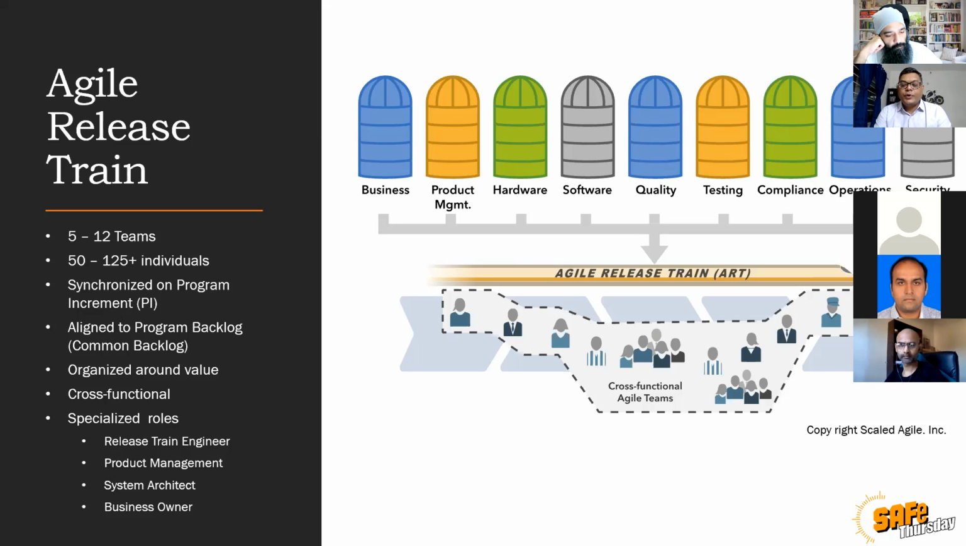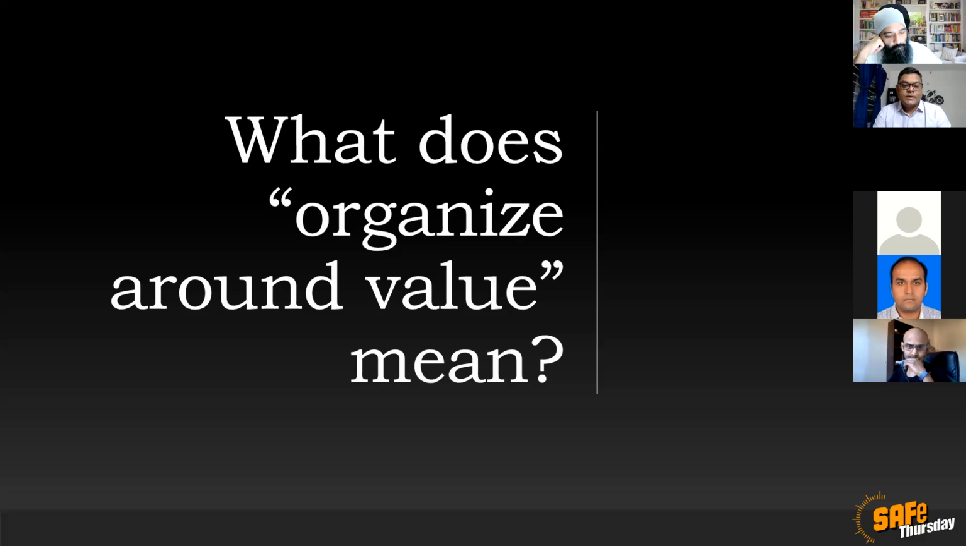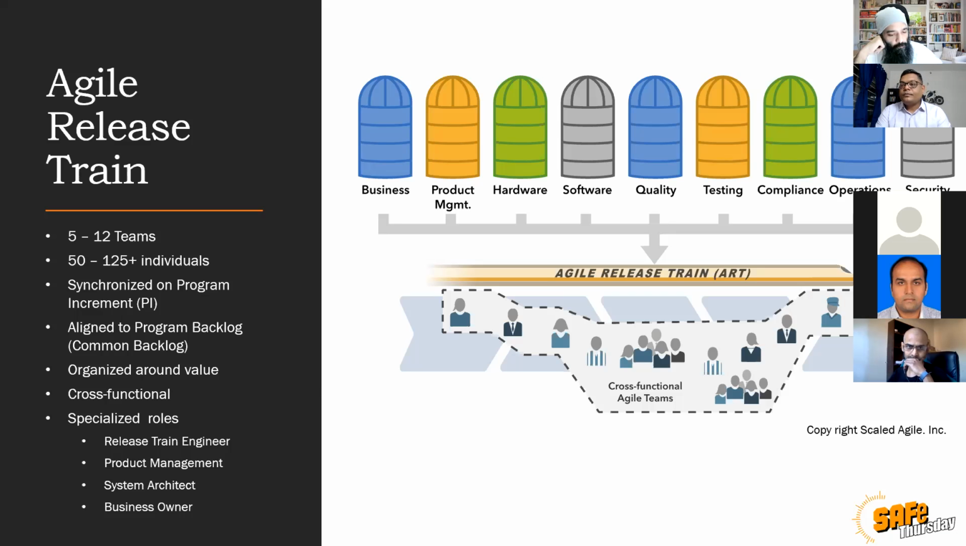Even the ART has to be cross-functional. Now, when we are developing a banking application, we would need compliance, operations, security. So the ART should also be cross-functional in order to build the program increments. Now, we have some specialized roles within the ART.